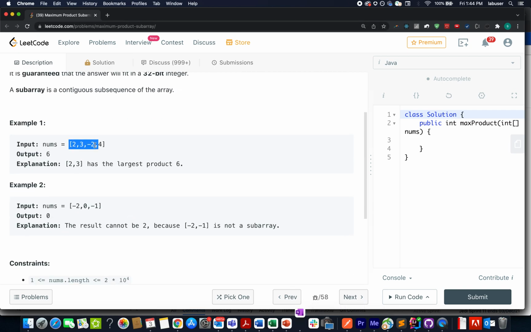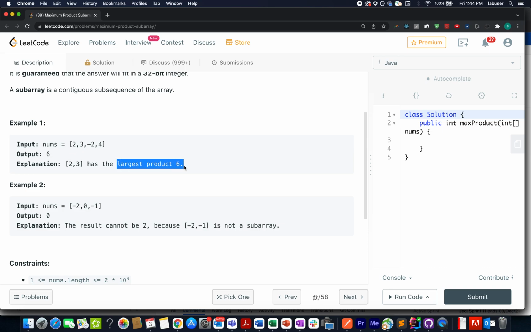We have 2, 3, minus 2, 4, and the largest product that can be found across all its subarrays is 6, when we consider 2 and 3 together. If we multiply 2 with 3, we get 6, and this becomes the answer.